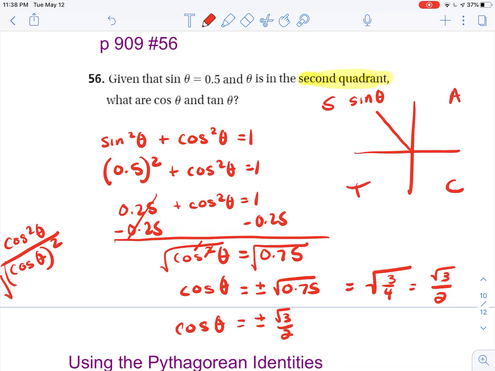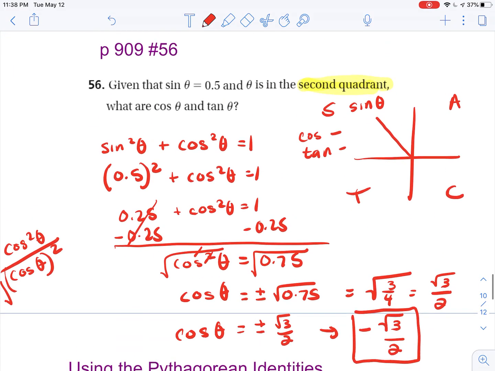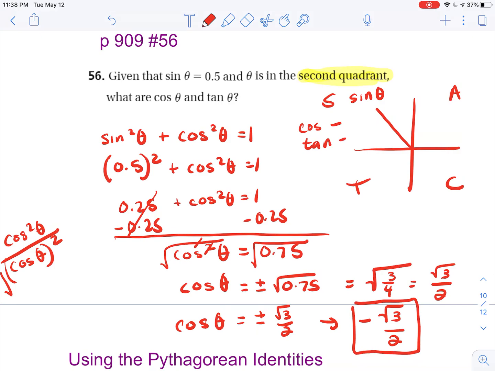Now, here's where that second quadrant comes in. If we are in quadrant 2, all students take calc. That means that sine is positive and cosine is negative and tangent is negative. So we don't even need the plus or minus. We are just going to take the negative value. So we found our cosine of theta. It's equal to negative radical 3 over 2.